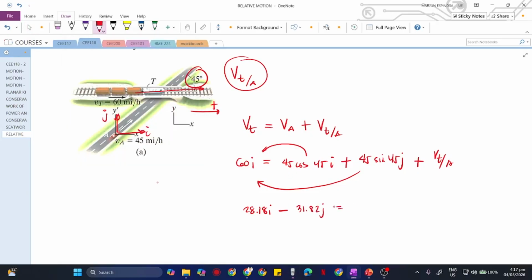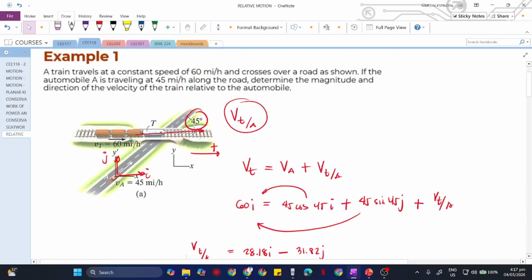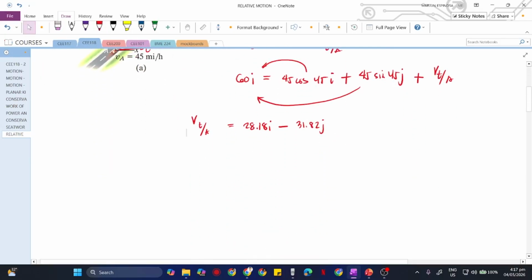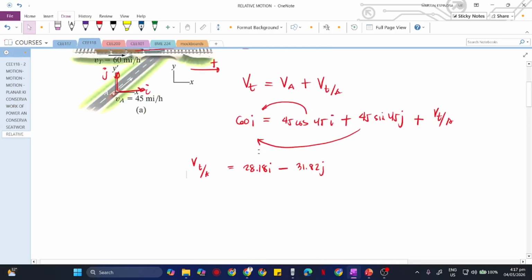31.82j. And that is our, let me write this first, that is our V_T/A. So, that is the velocity of our train with respect to the automobile. That is its vector form, or meaning to say, this is its horizontal component. This one will be its vertical component. Since that is negative, most likely V_T/A would have a direction like this one. But what is its magnitude?